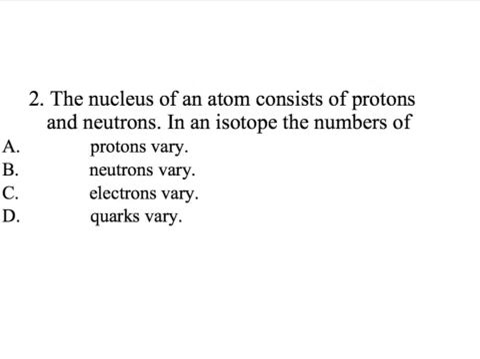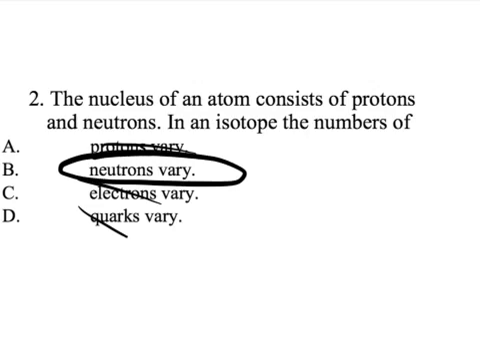The nucleus of an atom consists of protons and neutrons. In an isotope, the number of what varies? Well, if it was the number of protons, it wouldn't be the same atom. Electrons? When the electrons vary, that's ions. Quarks? No. So the correct answer is neutrons. In an isotope, the number of neutrons varies.